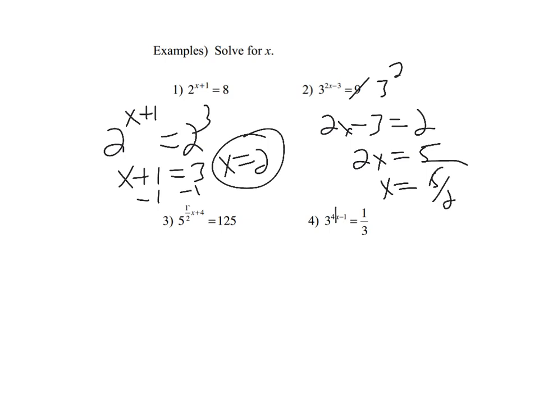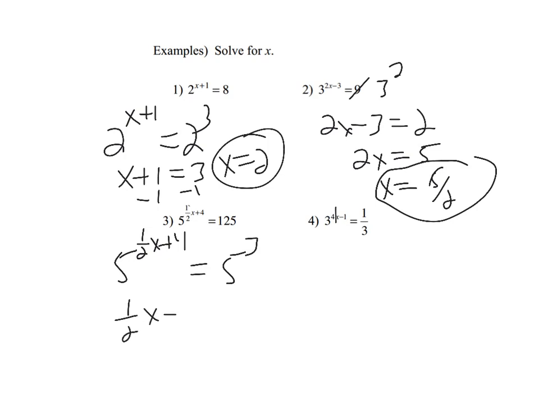And how did that check? Well, if you multiply 5 over 2 by 2, the 2's cancel out. 5 minus 3 is 2. Check. This one, I don't know if you know this, but 5 to the third is 125. So that must mean 1/2 x plus 4 equals 3.